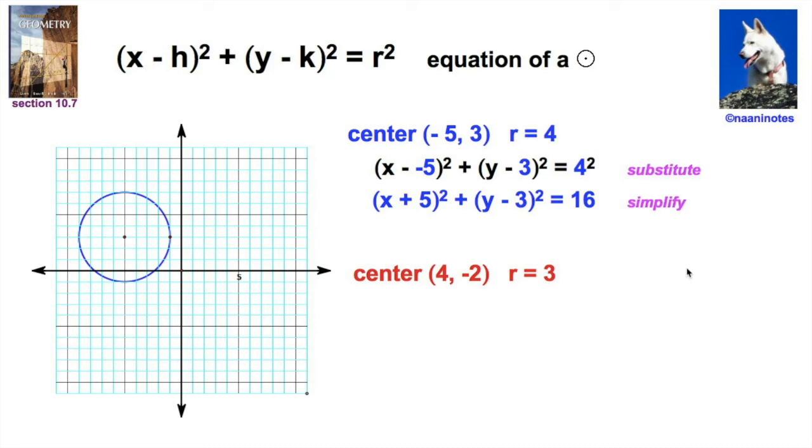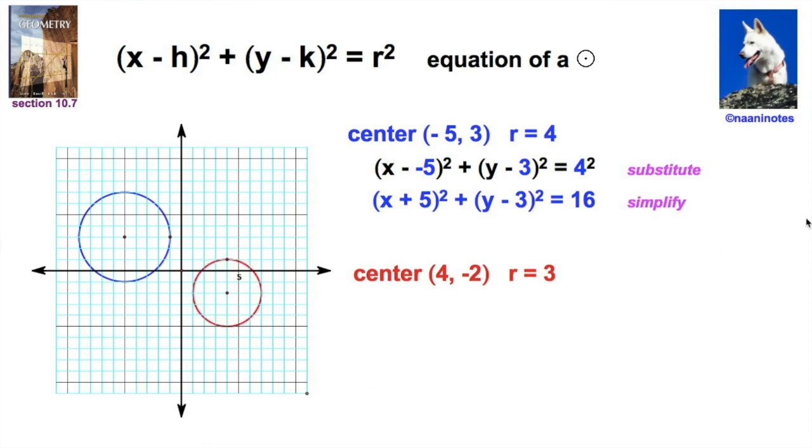Now, let's do a different one. Let's do the red one, and again, I picked something that has a positive and a negative because it's more interesting. There's 4, -2, and it's got a radius of 3. And I'm going to go 1, 2, 3 this way. And I'll make that circle red.